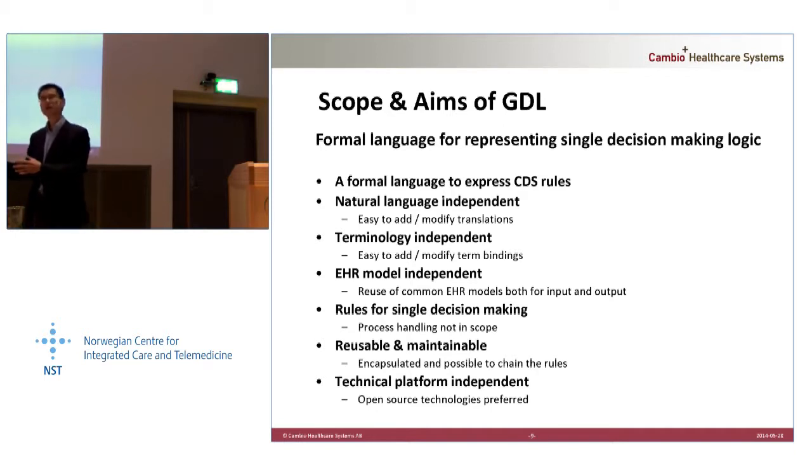But on the other hand, we want to make it possible to change these single decision-making rules into more complex decision support. So that's not contradictory to each other, right? Support single decision-making with each artifact, but then have the possibility to link these things in a more complex situation. And we leave process support out of the scope of GDL for now.